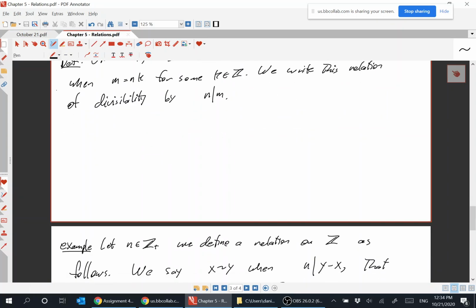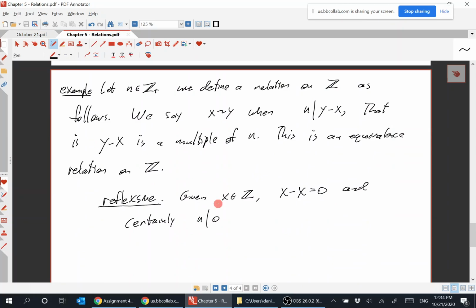Does n divide 0? Is 0 a multiple of n? Yeah, because you could have k be 0. It most certainly is a multiple of n. 0 is a multiple of every integer, in fact. It's the only one that has that property, but it is. All right, so x is related to x.